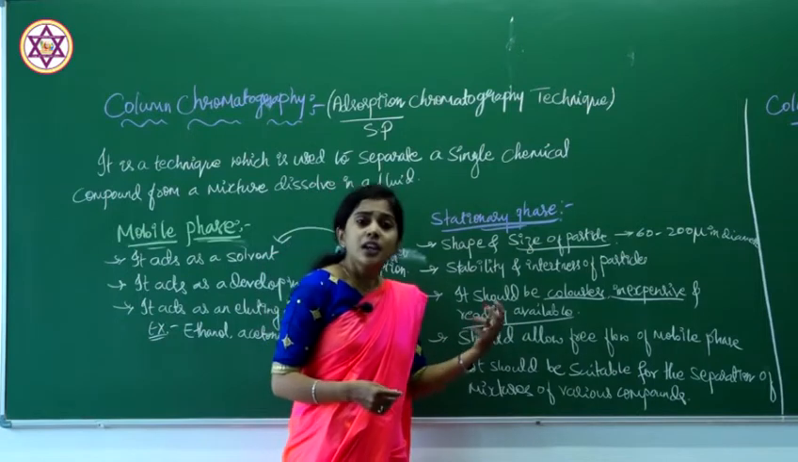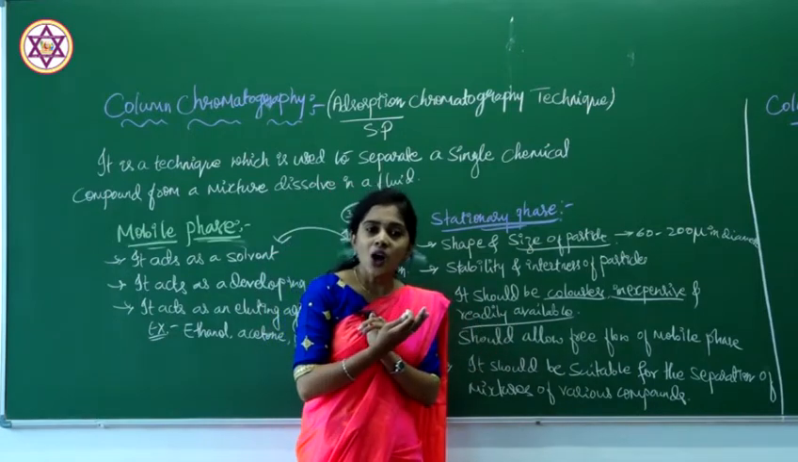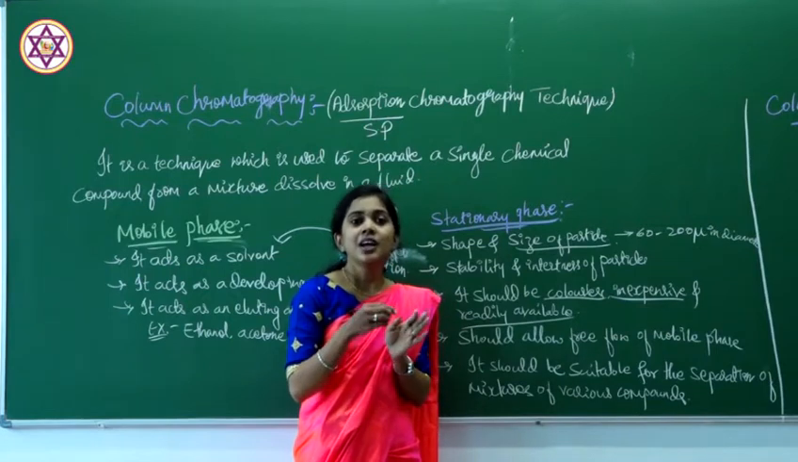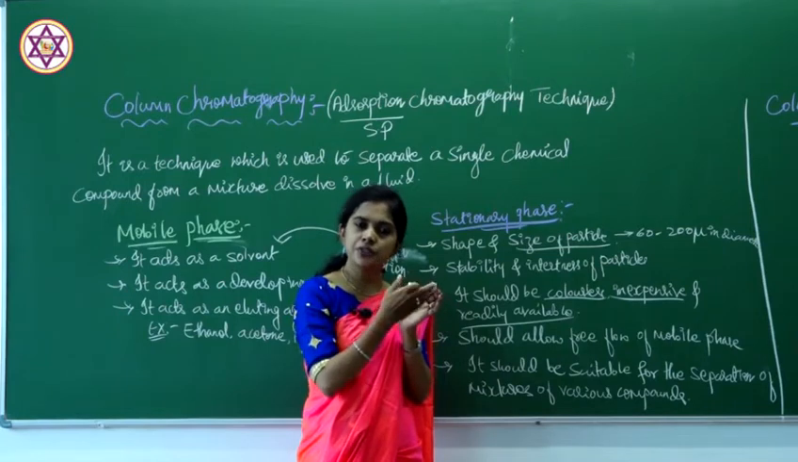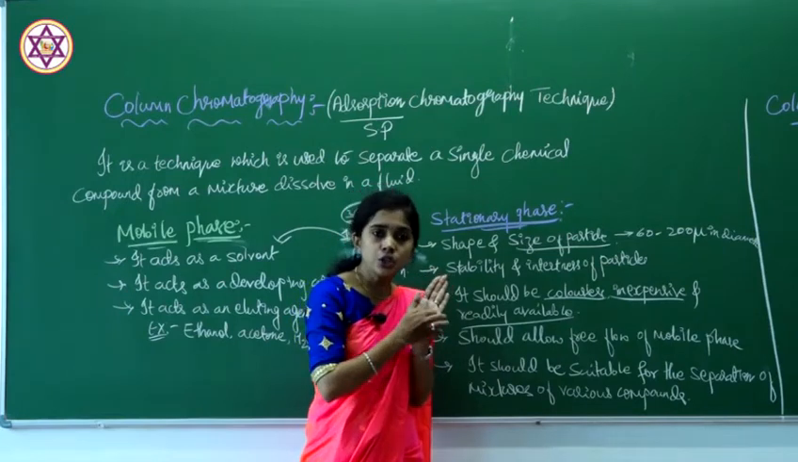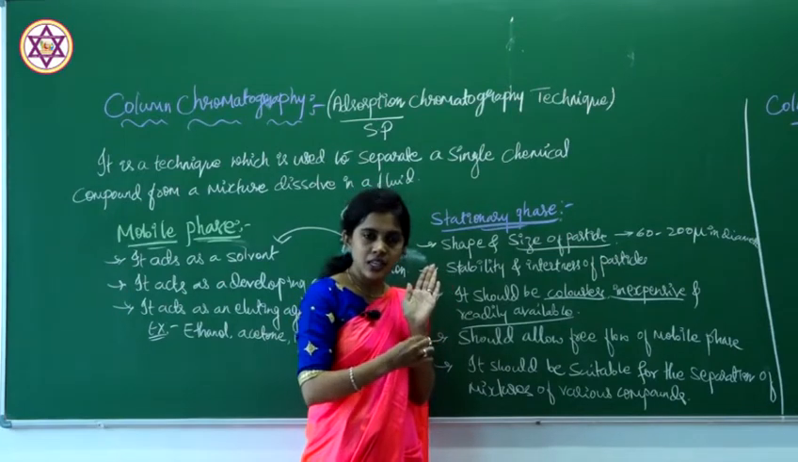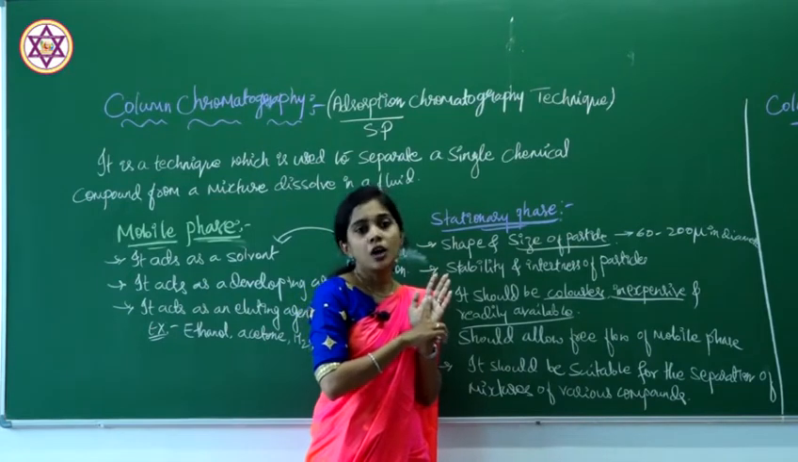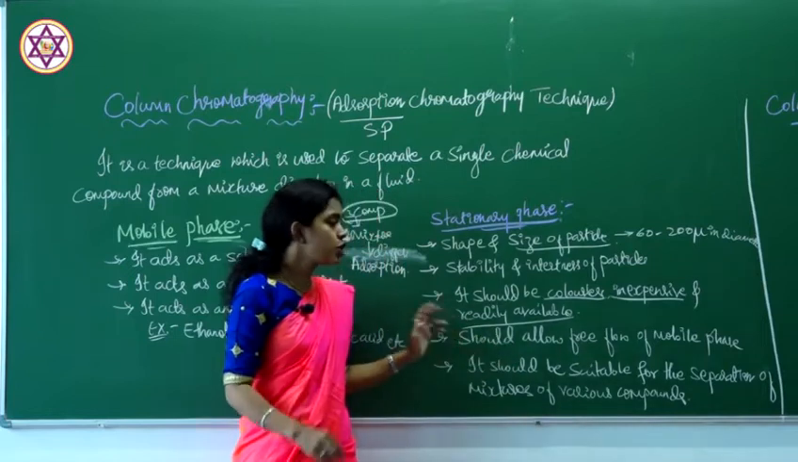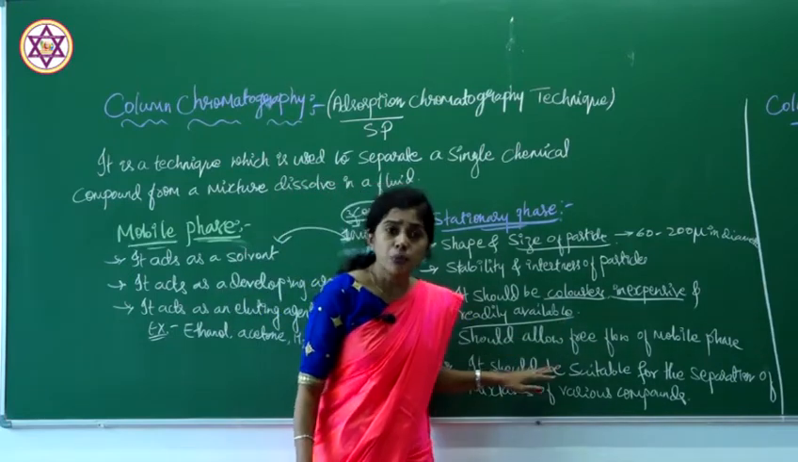Then, how should the stationary phase be? It can easily allow the mobile phase through it. Stationary phase means what? It is a fixed layer. It should allow the mobile phase to pass easily, but it should not interact with the mobile phase. That is the next point. It should allow free flow of the mobile phase.